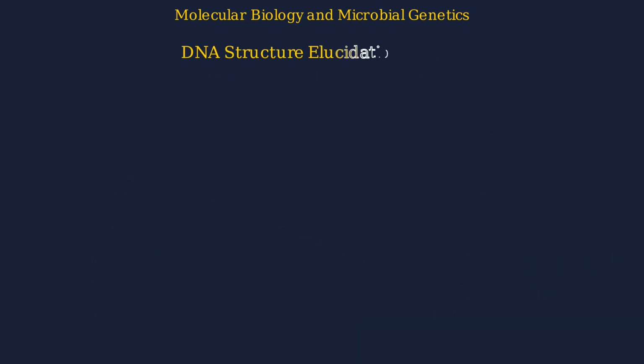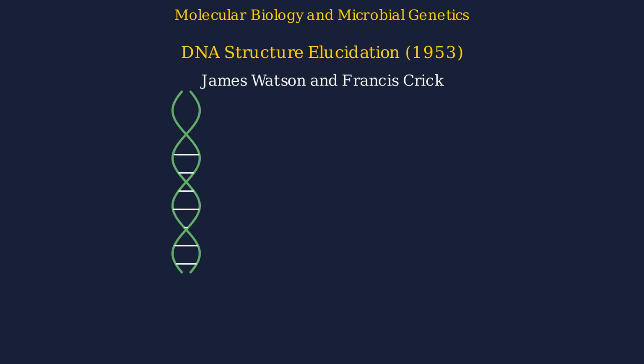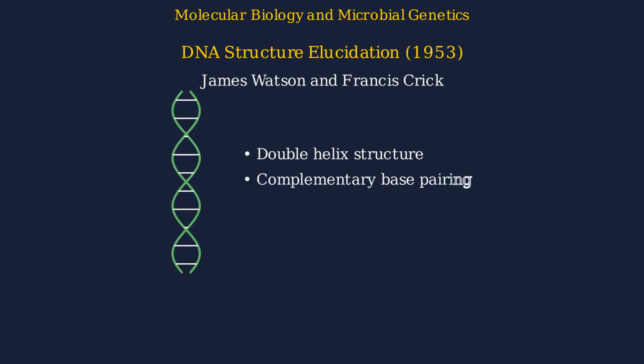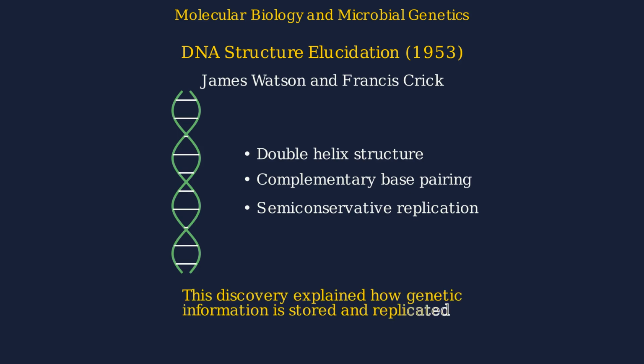Building on X-ray crystallography work by Rosalind Franklin and Maurice Wilkins, James Watson and Francis Crick published their landmark double helix model of DNA structure in 1953. The double helix with complementary base pairing explained how genetic information could be stored and accurately replicated through semi-conservative replication.